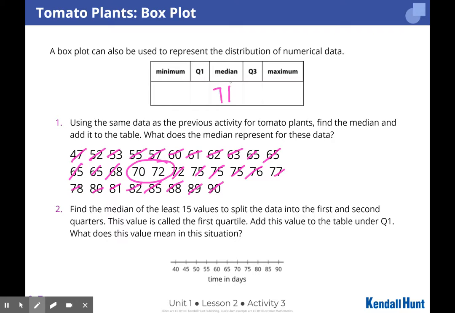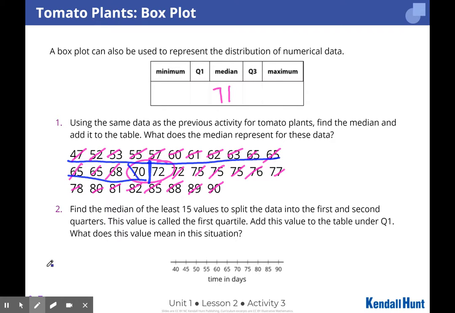Okay. The second thing that you're asked to do is to fill in the quarter 1 value. And so you're going to look at the smallest half of your data. So that number that we just found, 71, fits right here. And so that splits our data into 2 separate sections. So the underlined numbers are now the lower end of your data. And to find that Q1 or the first quartile, we're going to find the median of only those numbers.